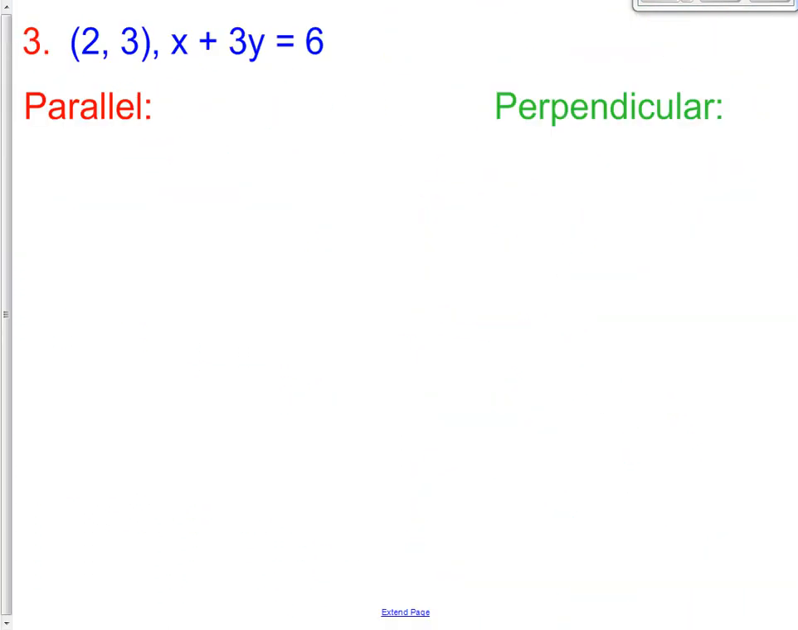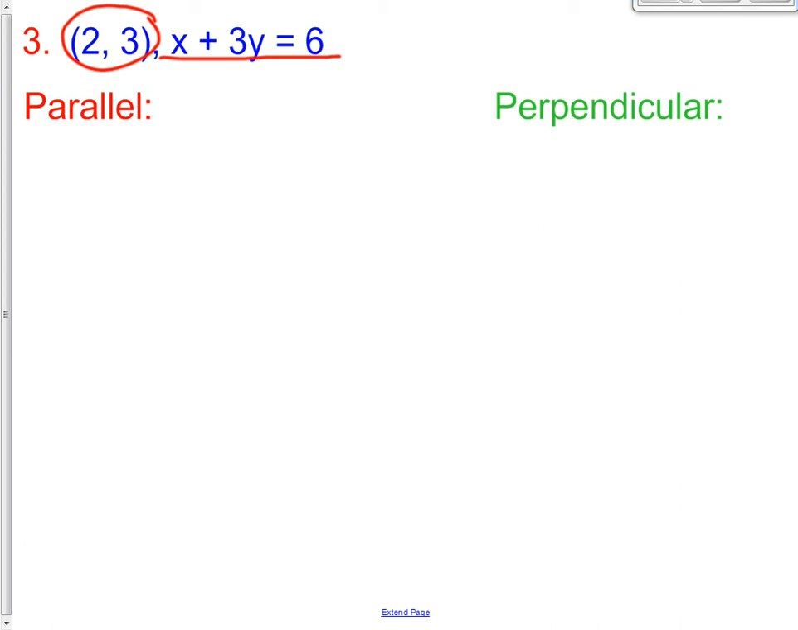Let's try this one. I want it parallel and perpendicular. So if I know it goes to the point 2, 3, what I need to know is the slope, because the first step is putting it into point slope form. And stink bomb, I don't know a slope. I just know x plus 3y equals 6 is our formula. So if this is in standard form, I wonder if I could change it into y equals mx plus b form. And once I get into y equals mx plus b form, I got my slope.